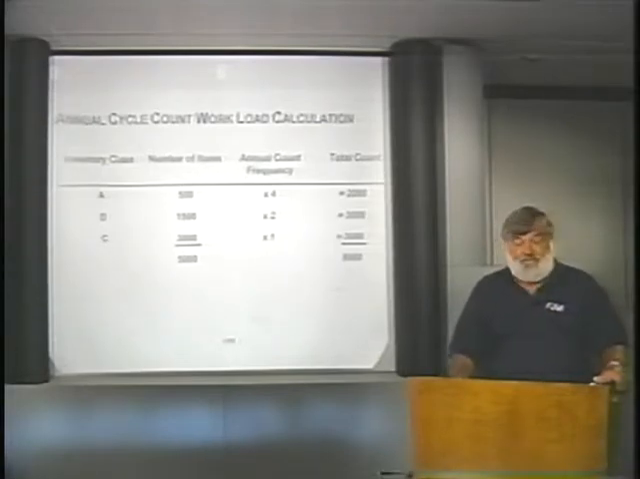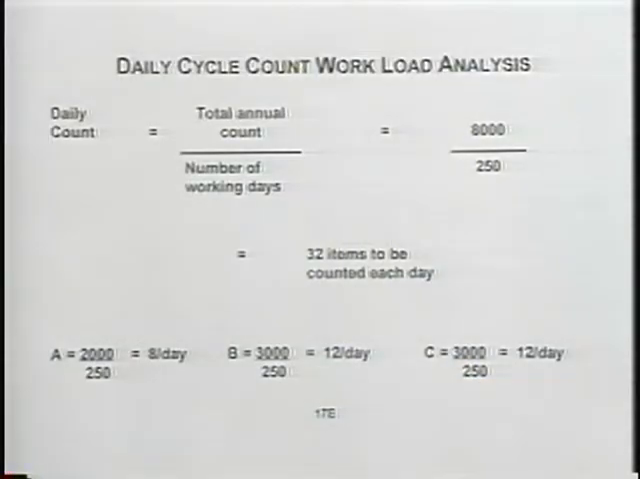Now, moving to page 17E, we're going to look at the workload analysis. So I have a little formula for you, and it says the daily count is equal to the total annual count divided by the number of working days. Well, the total annual count in this example is 8,000. I'm going to make an assumption we're working 50 weeks out of the year, 5 days a week, and that's where I get the 250 from. So that is going to give us a projected maximum workload per day to count 32 items.